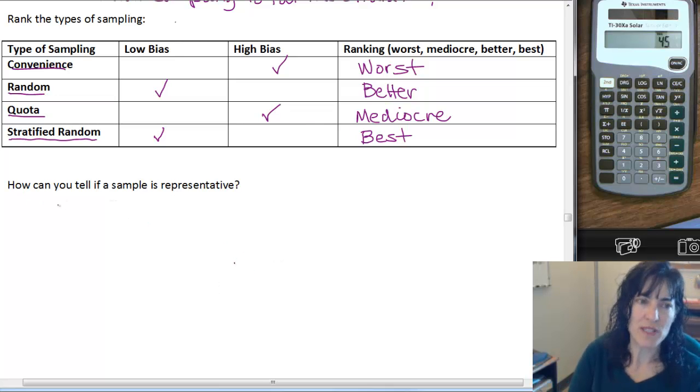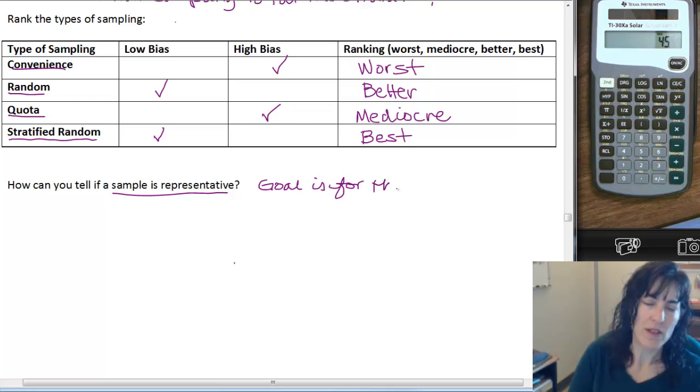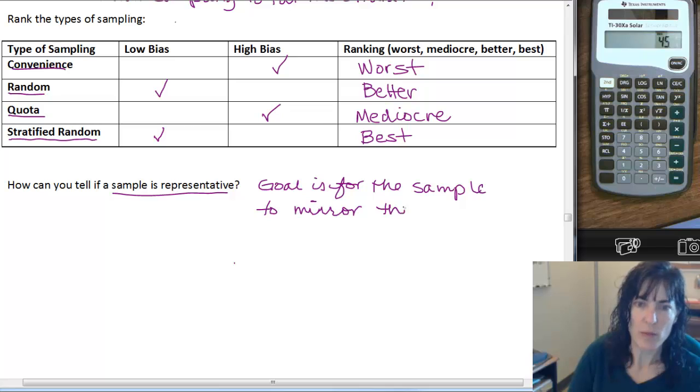But we have other ways to tell. So if a sample is representative, our goal is for the sample to mirror the population, and it could be the target population is a better way to say it.